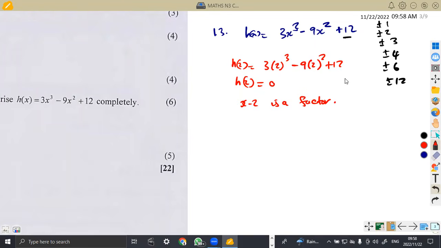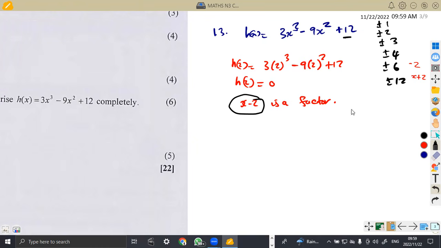If it was 3, therefore x minus 3. If it was minus 2, then it means x plus 2 is a factor. You just introduce a negative. So we already have a factor. So it depends on the method that you have used. Sometimes you might not obtain exactly the way that I am having here.